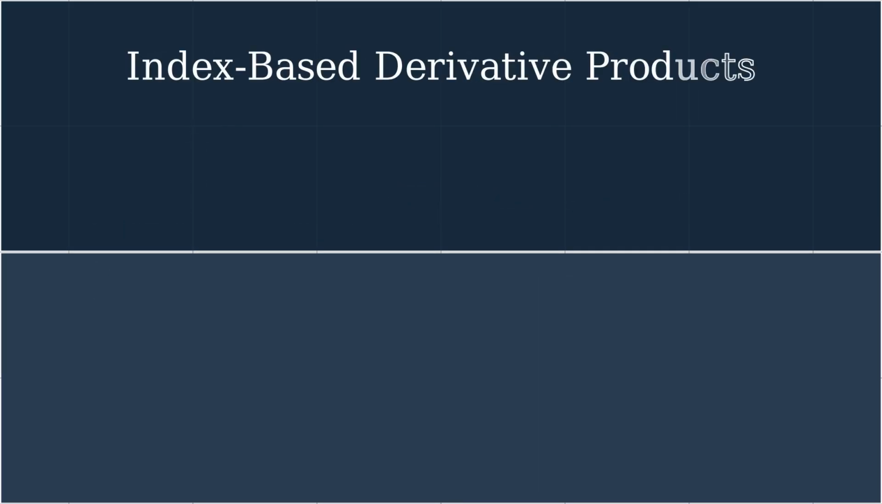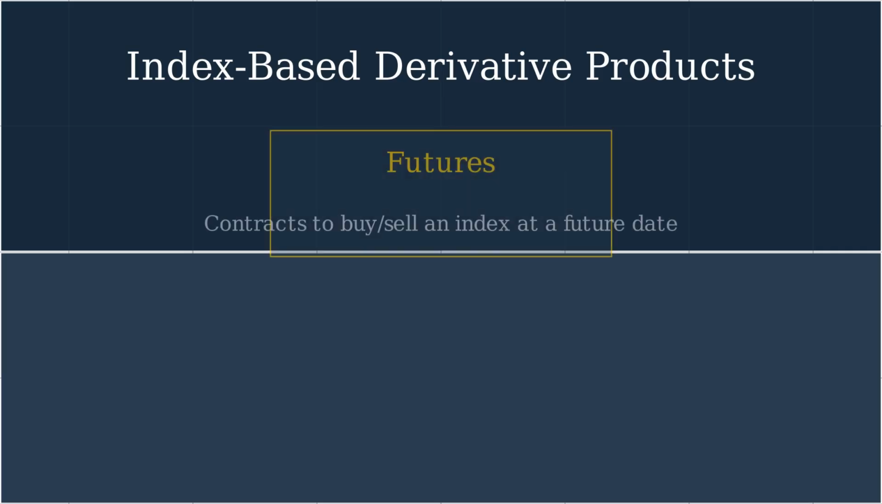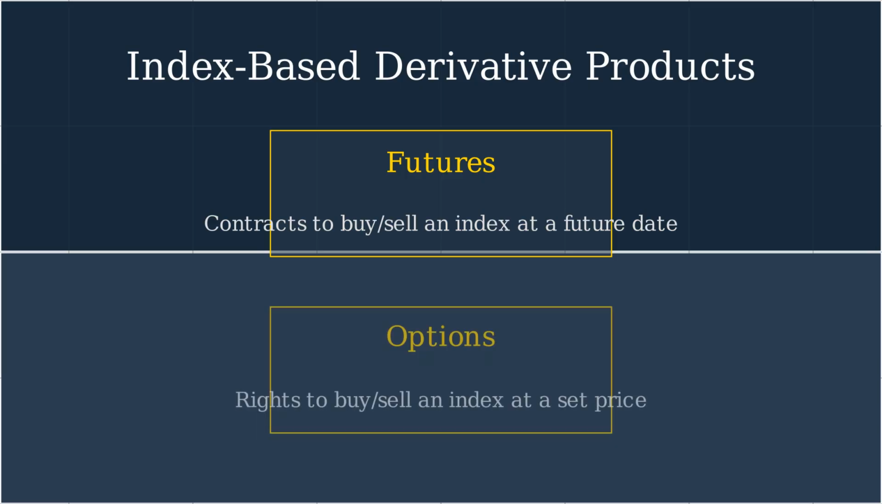Indices also serve as underlying assets for various derivative products. Index futures allow investors to speculate on future index levels or hedge existing positions. Index options provide the right, but not obligation, to buy or sell an index at a specified price. Index swaps let counterparties exchange cash flows based on the performance of an index.